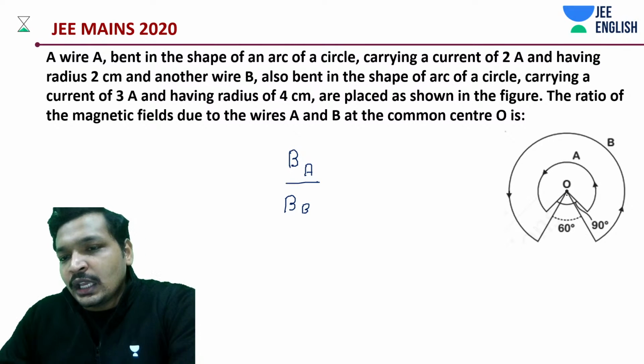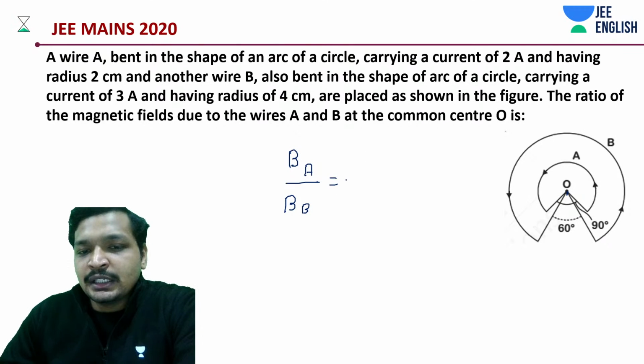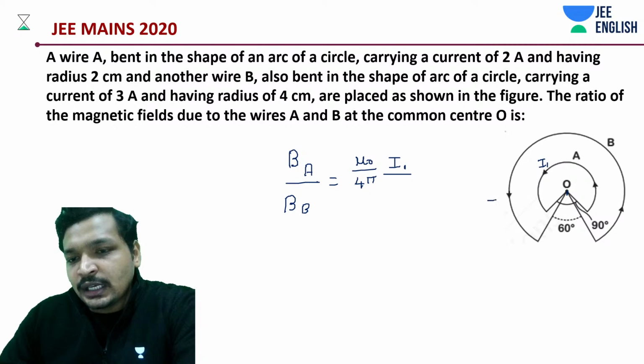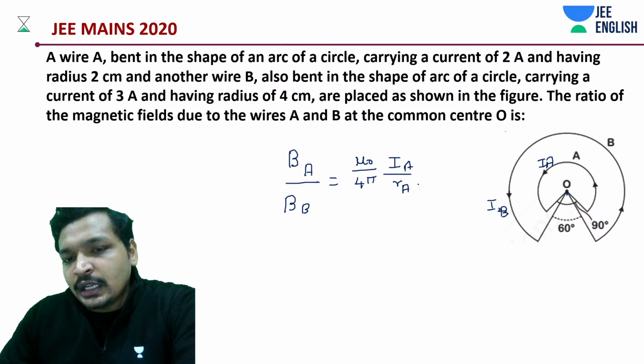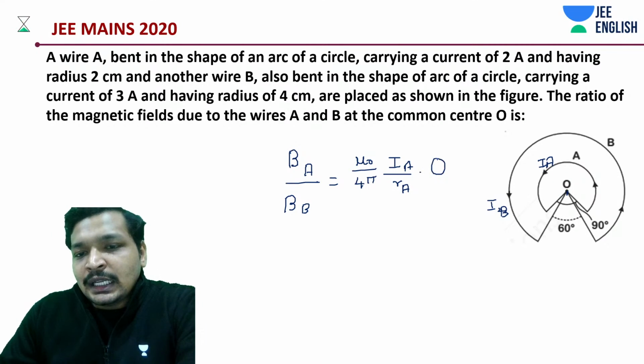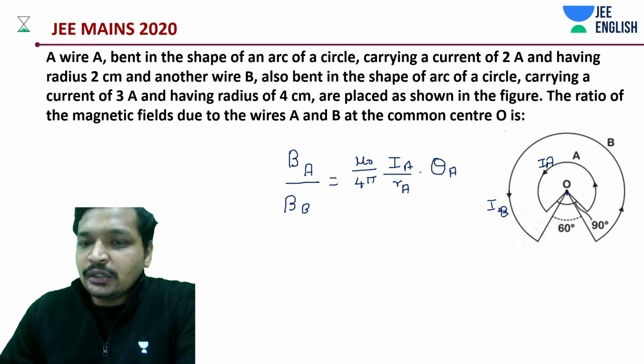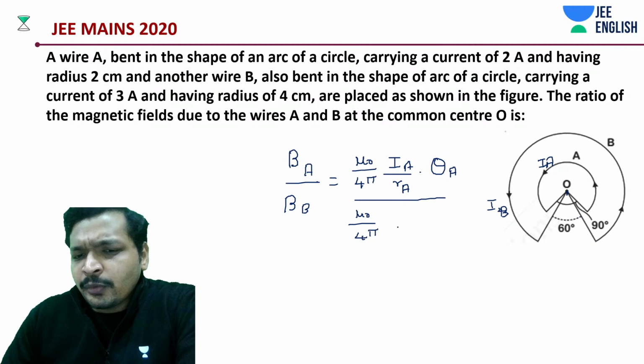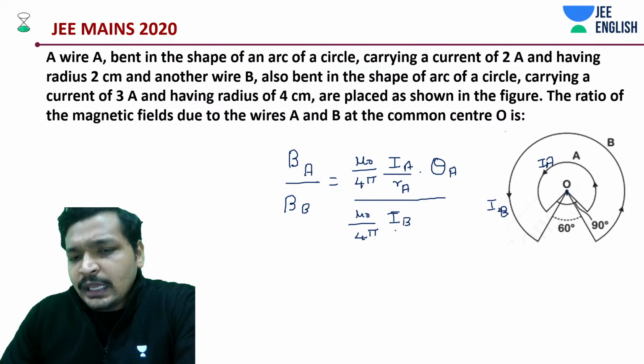So field due to A has some radius. We'll substitute all of them. I'm going to write down that equation as B_A by B_B, because this carries a different current I_A, this carries a different current I_B. So I_A by R_A into theta_A, divided by I_B by R_B into theta_B. The mu naught by 4 pi would get cancelled out.